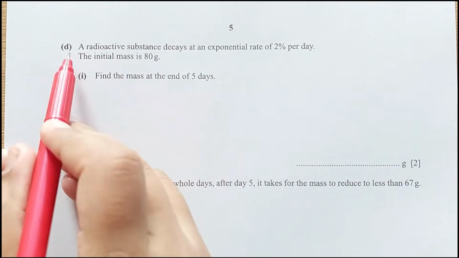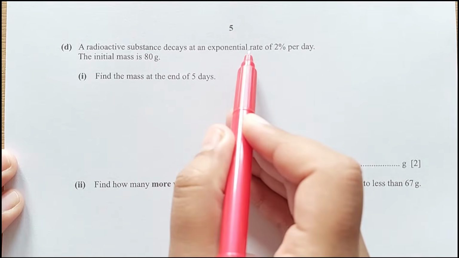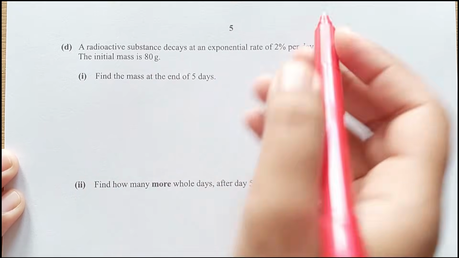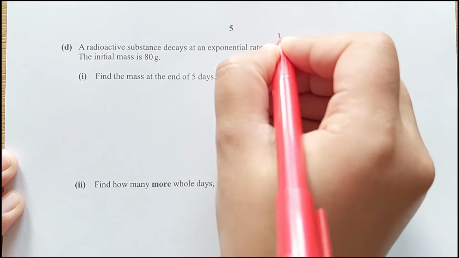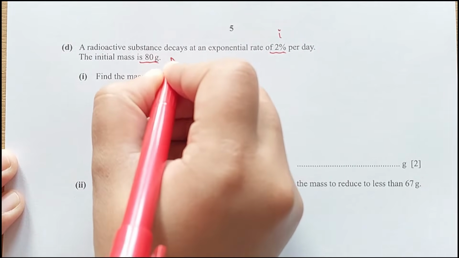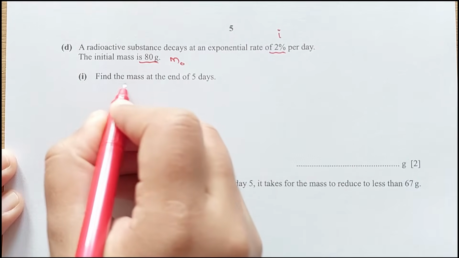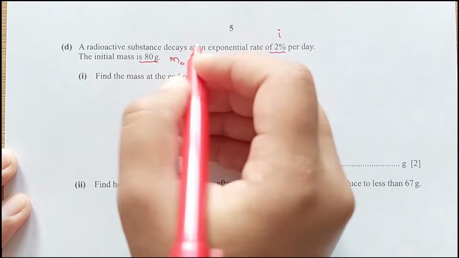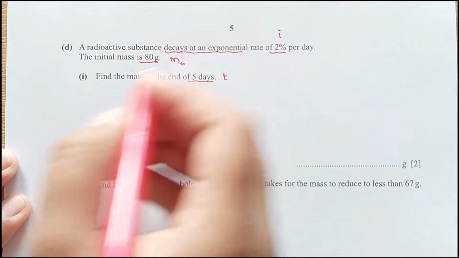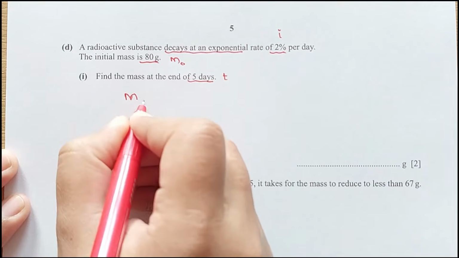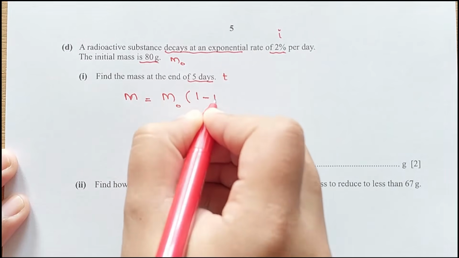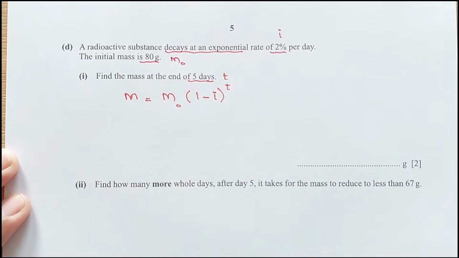Now for part D, a radioactive substance decays at an exponential rate of 2% per day. The initial mass is 80 grams. So this is the initial mass, M naught. Now for part 1, find the mass at the end of 5 days. The time is given, right? So this is exponential decay. So we use the formula for exponential decay: mass equals the initial mass times 1 minus the rate, to the exponent t, right?